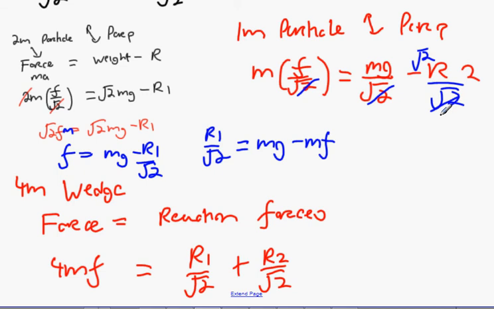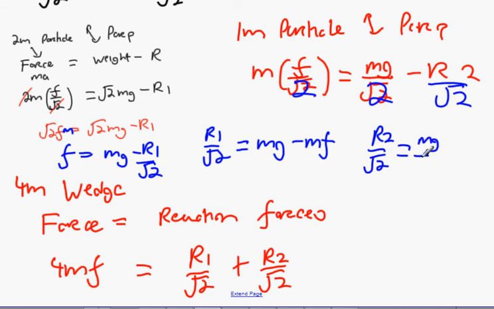Wait a second. No, that's not what I wanted. Yes, I understand now. Multiply the bottom by root 2. All the bottoms by root 2. And that'll turn that into 2, that into 2, and that into root 2. And then bring it over, and we're going to get R2 over root 2 ends up to be mg over 2. Oh, mg over 2, you're right. mg over 2 minus mF over 2.